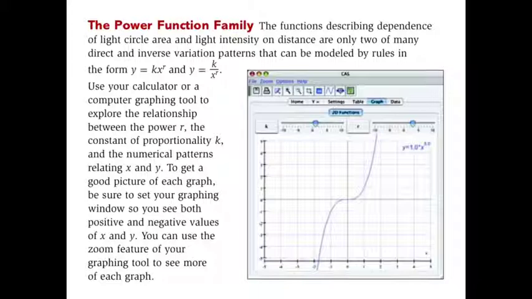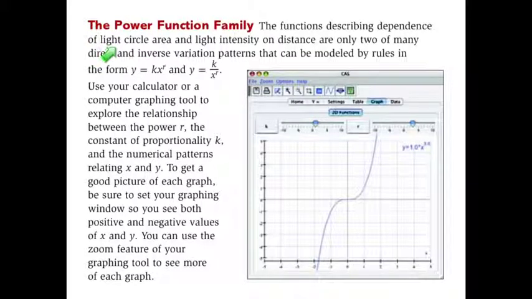The power function family. The functions describing dependence of a light circle area and light intensity on distance are only two of many direct and inverse variation patterns that can be modeled by rules in the form y equals k times x to the r and y equals k over x to the r.